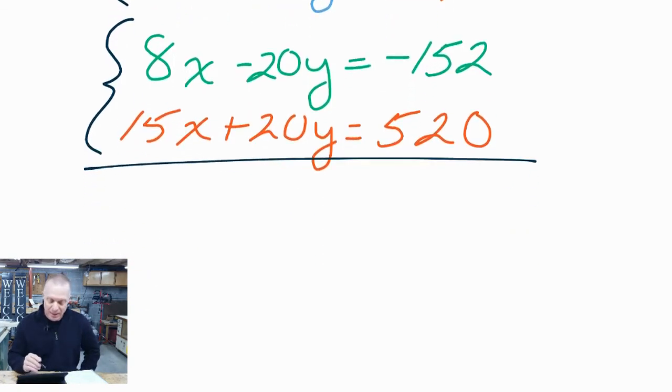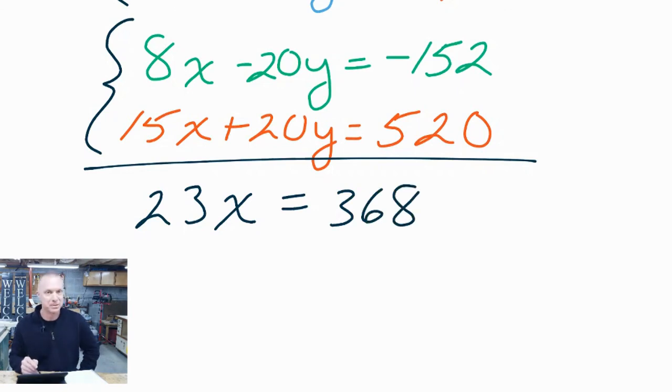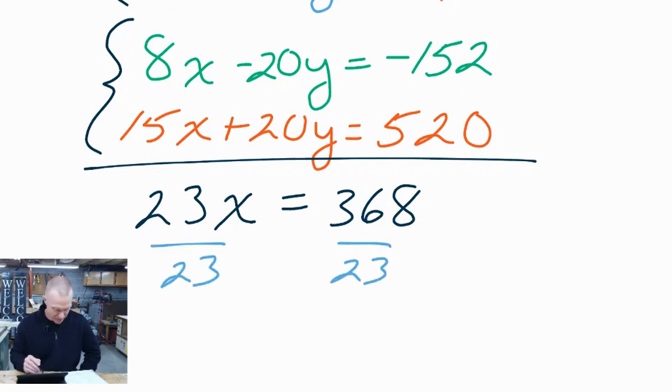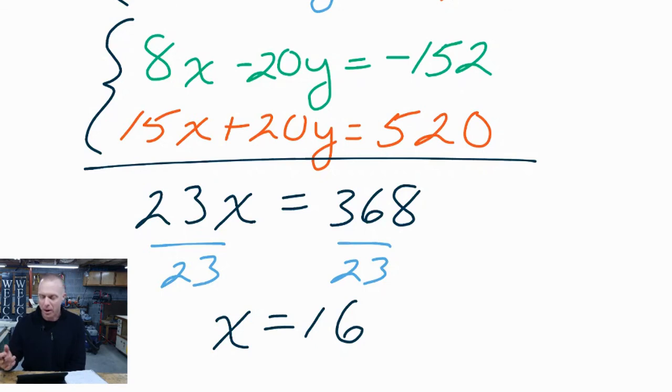Finally, when I add these equations together, the y's will cancel out, and I get 23x, and I'll be left with 368 over here as my constants. Okay, and then you're on your way to solving for x. Divide both sides by 23. It is nice that it works out to be an integer. It doesn't have to be an integer, although a lot of answers are.